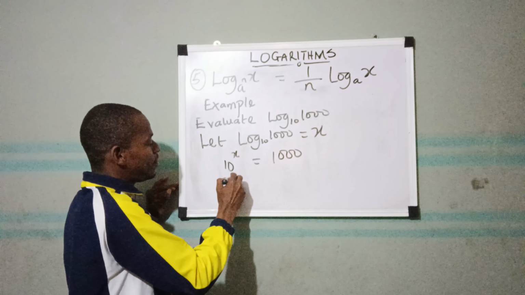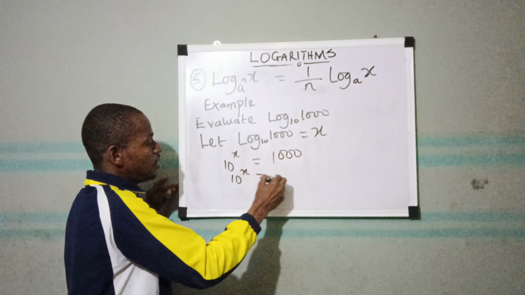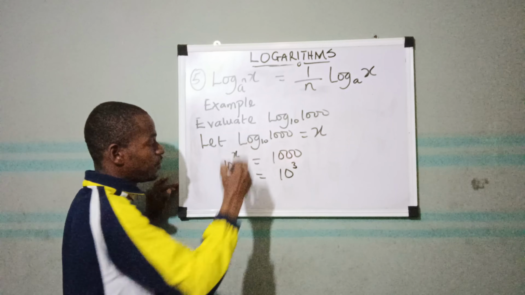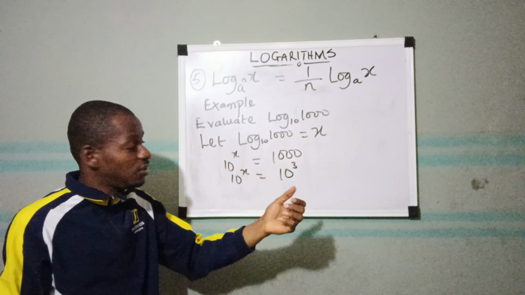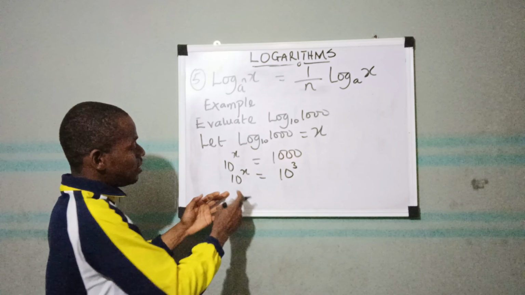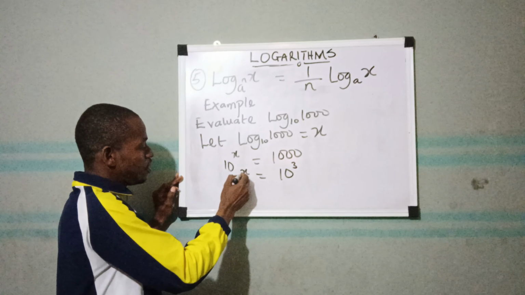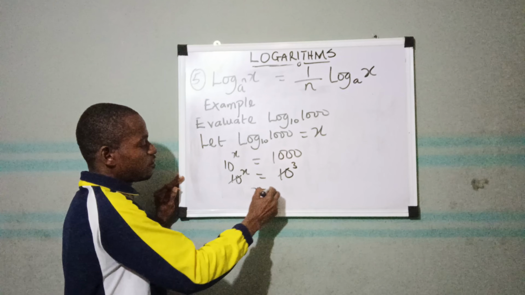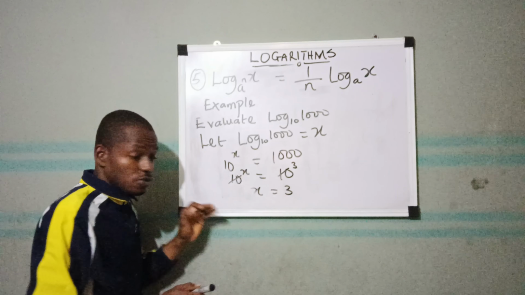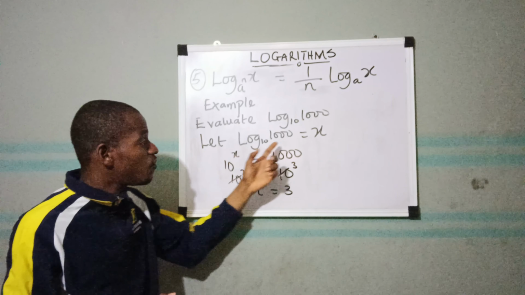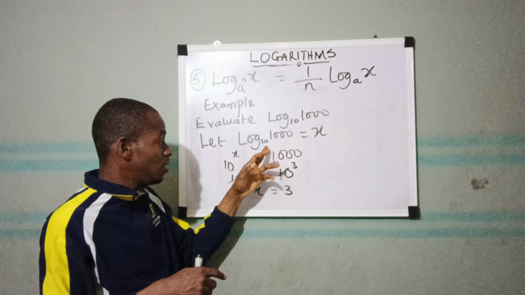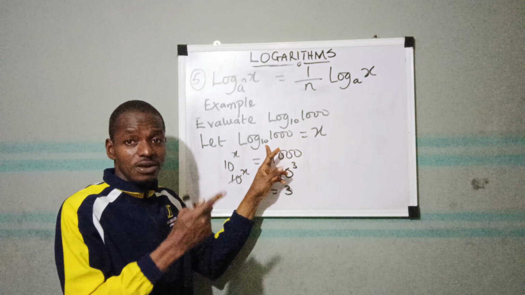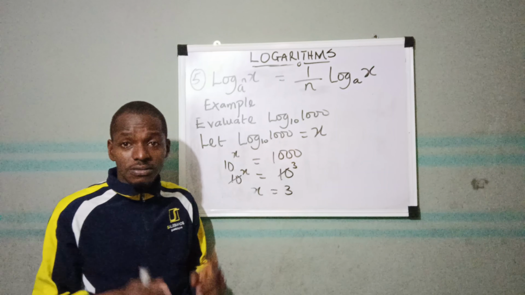This 1000 can be split into 10 raised to the power of 3, because 10 times 10 times 10 will give us 1000. Now the bases are equal, we cancel out, so our x will be equal to 3. So the logarithm of 1000 is 3, because 3 is the power to which the base 10 must be raised to give us 1000.